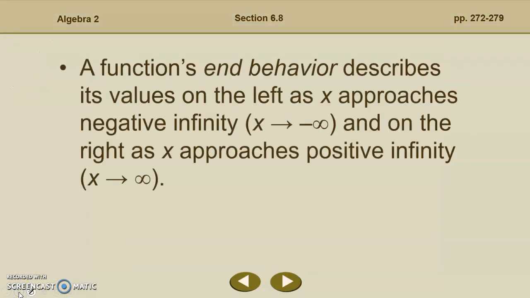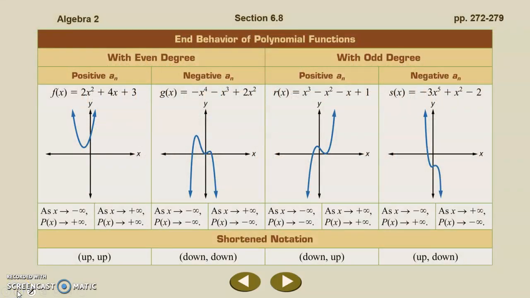A function's end behavior is another important piece of information when we are graphing a function. We've already talked about zeros all throughout this unit. Zeros of a polynomial function are one of the key characteristics, but the end behavior describes its values on the left and its values on the right as it approaches infinity. And this is another key characteristic. Now there is a chart of this in my room, and you will need to learn these characteristics.